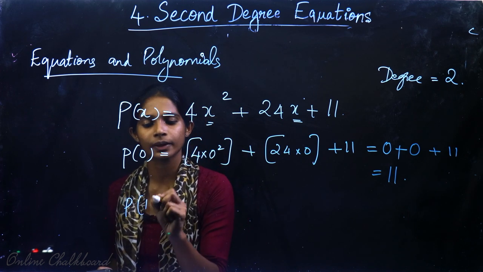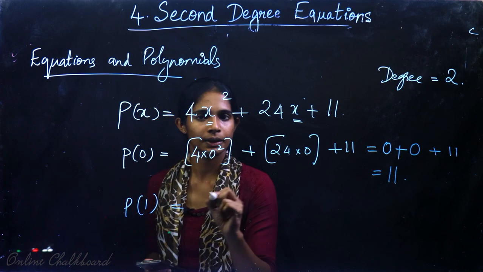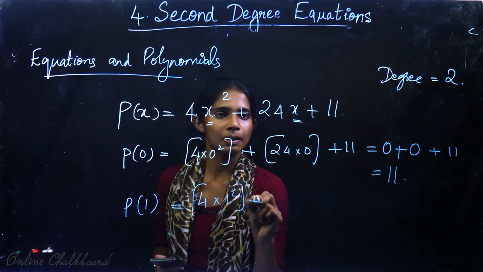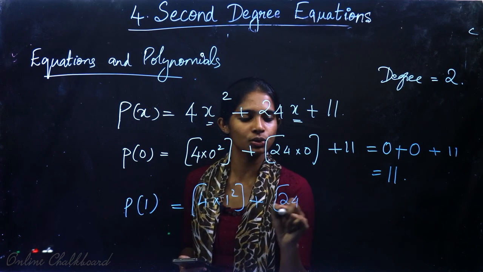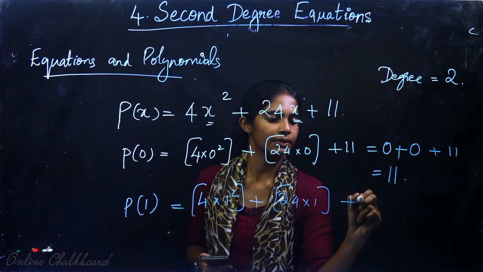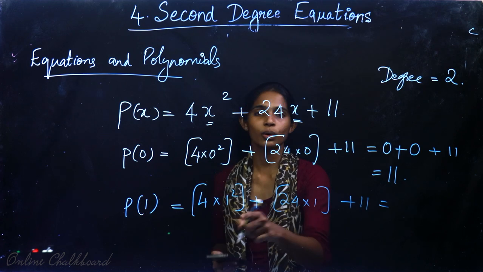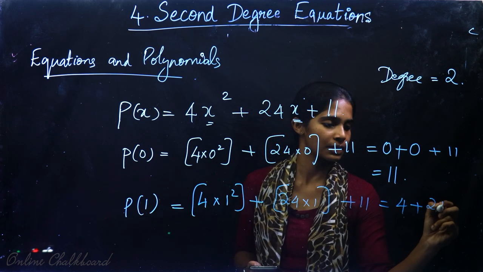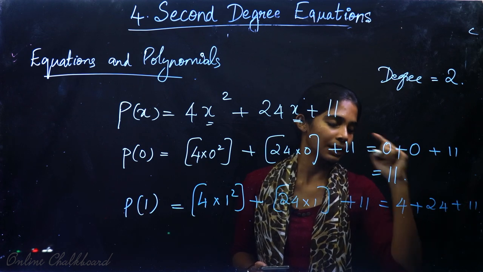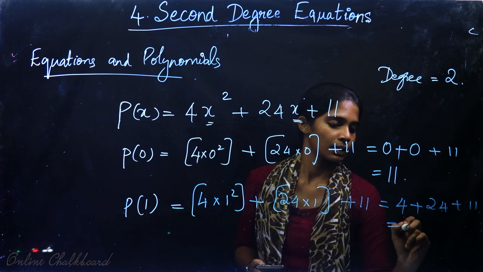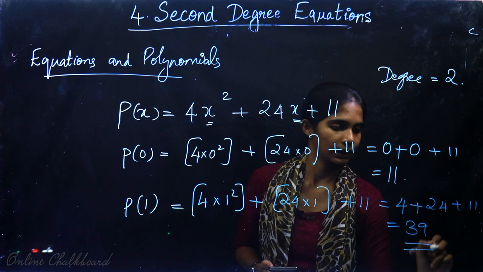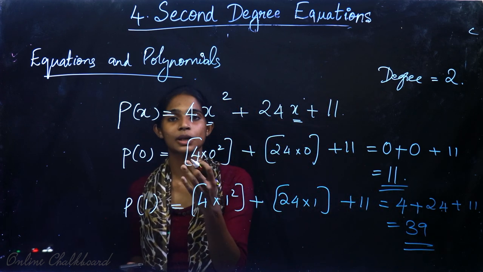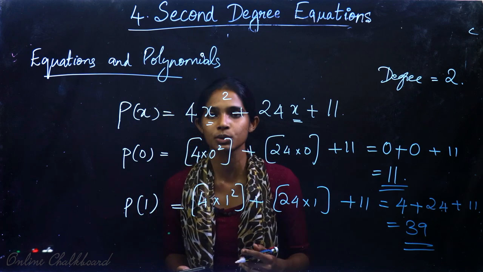In this way we can put in different values of x and get different values of the polynomial. So p of 1 is 4 into 1 square plus 24 into 1 plus 11. That will be 4 into 1 square, which is 4 itself, plus 24 into 1, that is 24, plus 11. So that will be 39. So by putting in different values of x, we get many values of the polynomial.